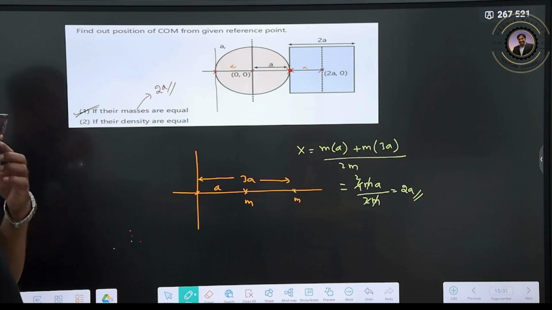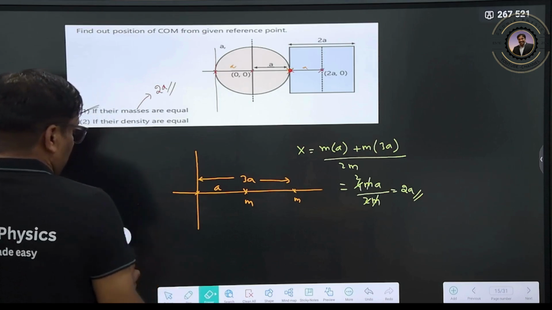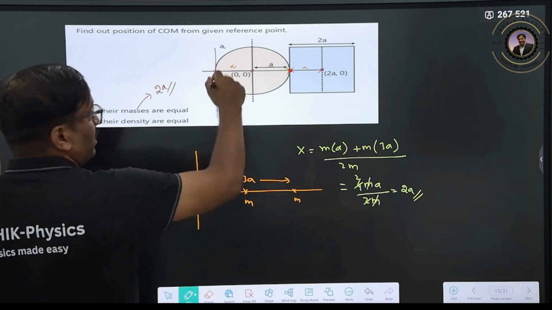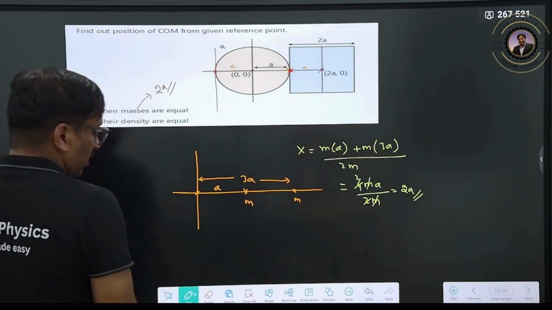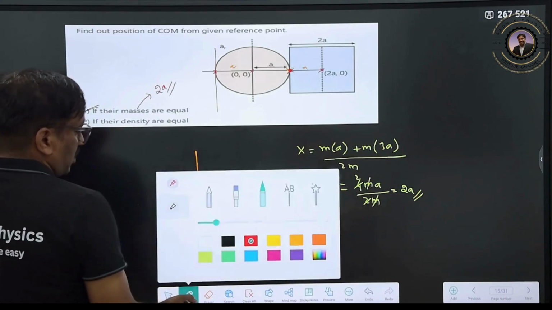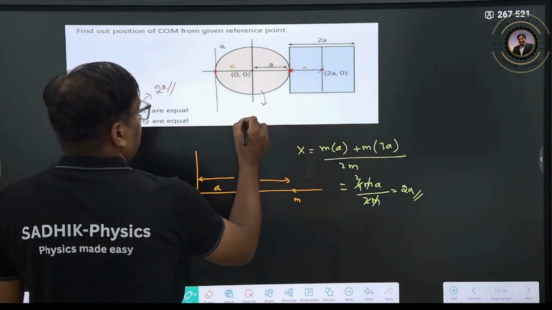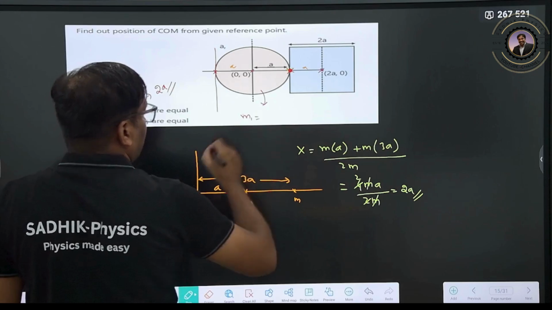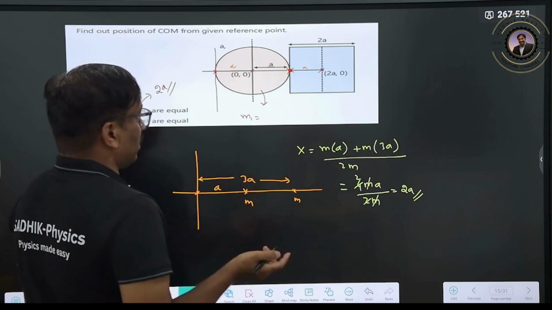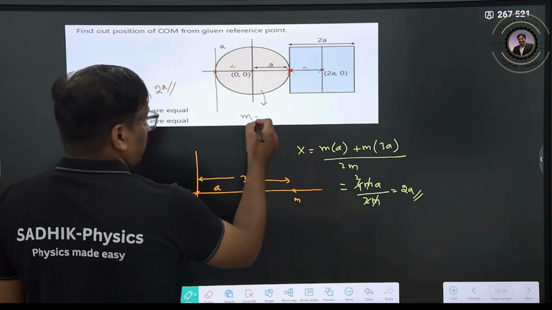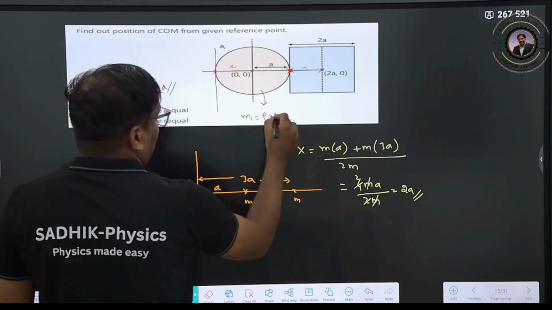Clear? Now what they are asking is, what if the densities are equal. Densities being equal means the masses are not the same. Why? Because the area, and therefore the volume, is different. So we have to calculate the masses. Let the mass of this one be m1. Density is mass by volume, so mass equals density into volume, and volume is area into thickness.